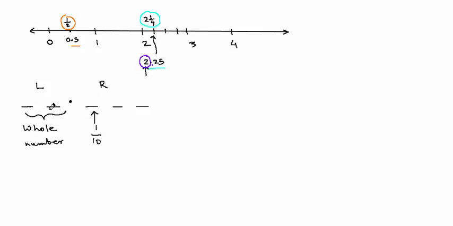Just like we have place values of the digits to the left of the decimal point, like ones and tens and so on, the first digit to the right of the decimal point has the place value of 1/10. The second digit has the place value of 1/100. The third digit has the place value of 1/1000, and so on.